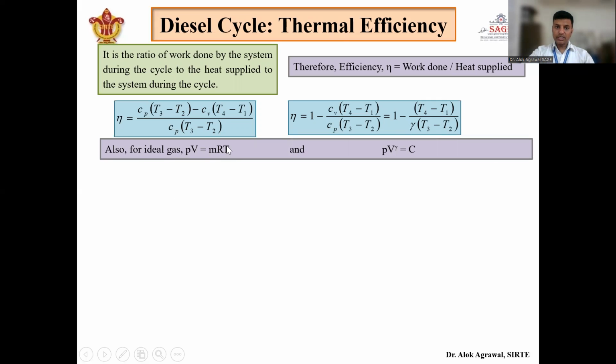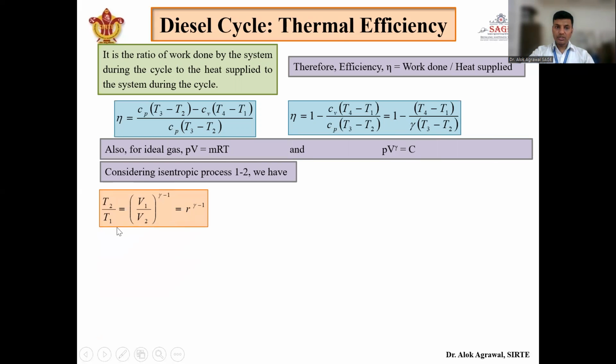We can say that PV is equal to mRT, so the ideal gas equation can be used here, and PV to the power gamma is equal to constant can also be used here. Now considering process 1 to 2, we can write T2 by T1 is equal to V1 by V2 to the power gamma minus 1, which we have written earlier also, that is r to the power gamma minus 1. So T2 can be written as T1 r to the power gamma minus 1.